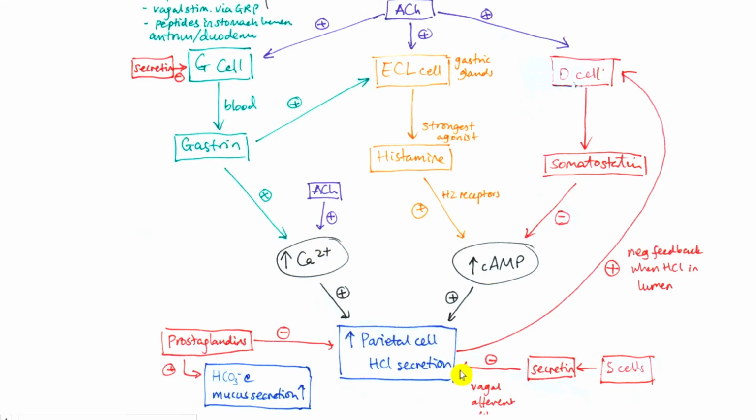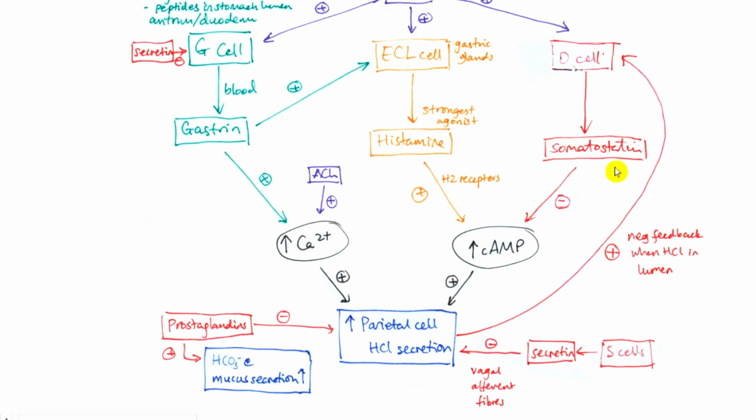Now, ECL cells, or enterochromaffin-like cells, are in the gastric glands, and they secrete histamine, and histamine is the strongest agonist of HCl secretion. Histamine acts on H2 receptors in the parietal cells and increases the cyclic AMP levels, which also leads to parietal cell acid secretion. D cells secrete somatostatin, which decreases the level of cyclic AMP, decreases the parietal cell HCl secretion as a result.